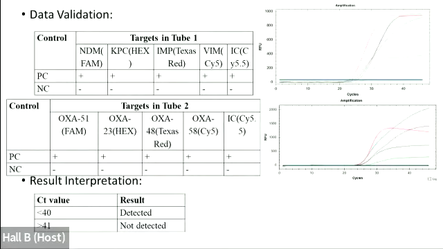For data validation, this is an image of the positive control graphs that I obtained, and the various genes and the dyes which were used in their detection, which were available in the kit. For result interpretation, they only say that if the CT value is less than 40, then we called it positive and the enzyme was said to be detected. Otherwise, it was not detected.